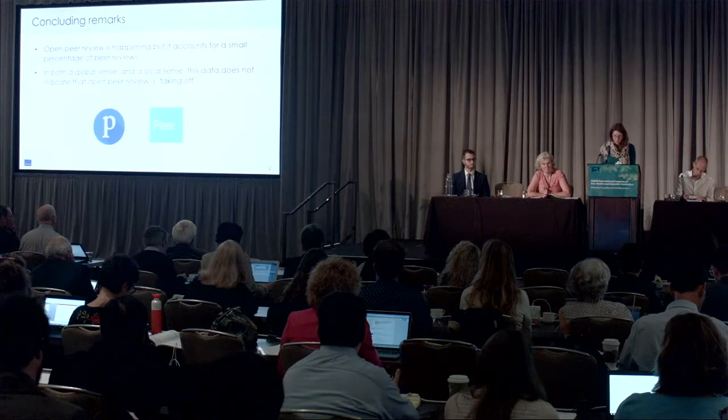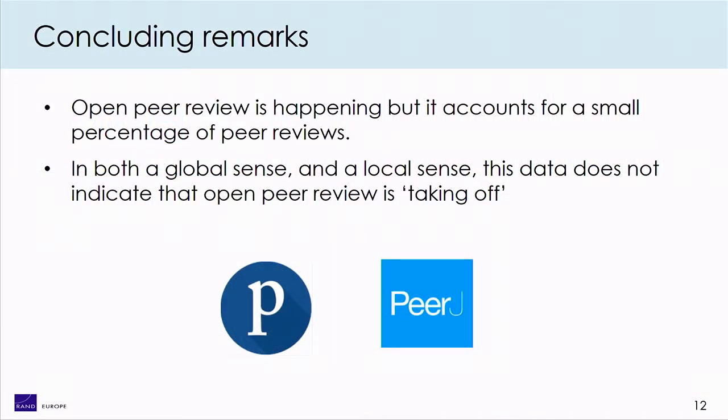So in conclusion, open peer review is obviously something which is happening in different forms, but it still seems to account for a small percentage of reviews carried out worldwide. And in both a global sense and in a local sense, the data we have at the moment doesn't indicate that open peer review is necessarily taking off, although obviously in PeerJ there is quite high uptake of some of the options.